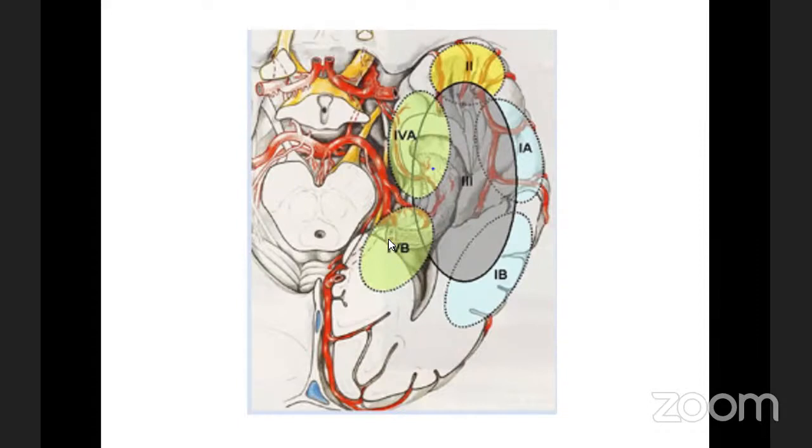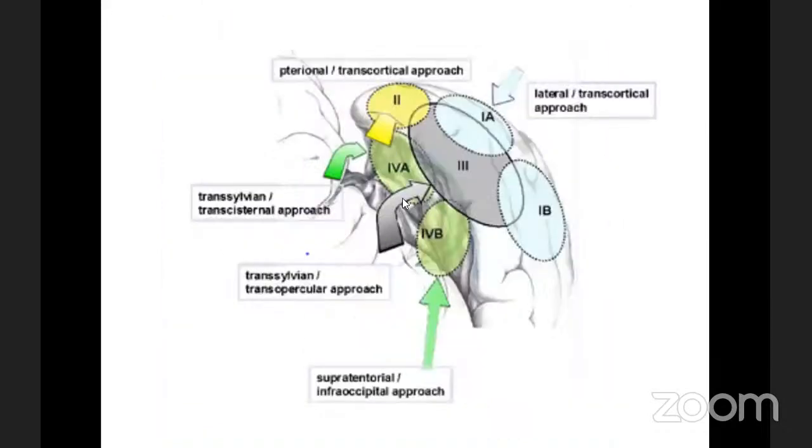So why is this classification necessary? So you can have an idea regarding the approaches of these lesions. If your lesion is present in the lateral part of the temporal lobe, either in region 1A or 1B, you can go through the lateral transcortical approach. If it is present in the anterior pole, you can go through a pterional approach. If your lesion is present deep in the temporal stem, use the transsylvian or the transopercular approach. If it is involving the medial side, for the anterior medial part, you go transsylvian or the transcisternal. For the posterior, you go supratentorial or infraoccipital approach.